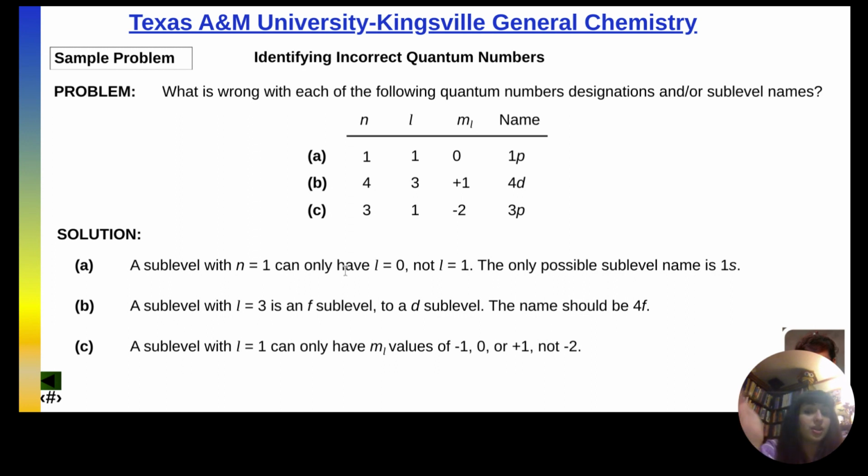Starting with A, sublevel n equals 1. So it can only have l equals 0, not l equals 1. So the only possible sublevel name for this first one is 1s, so it cannot be 1p.